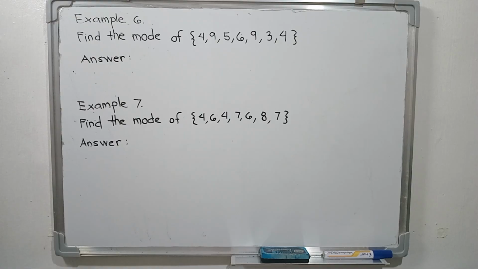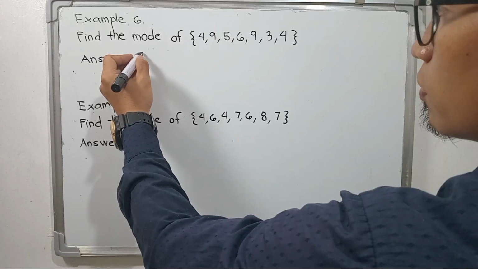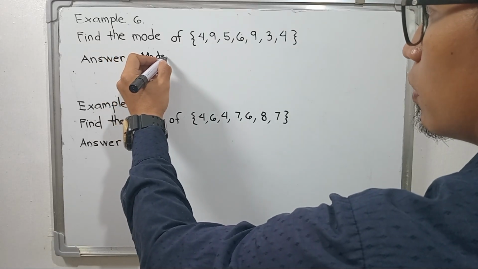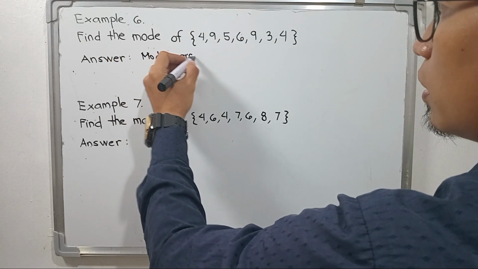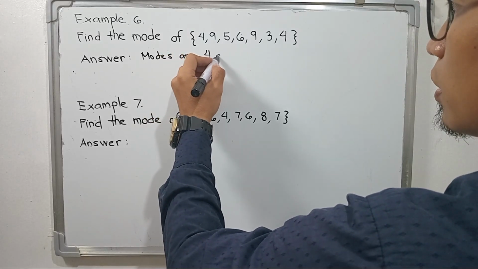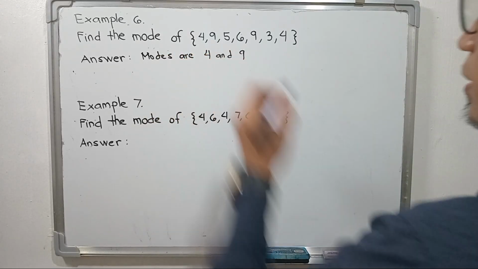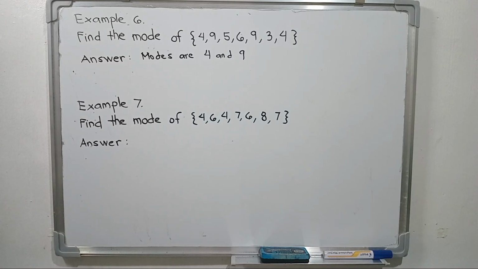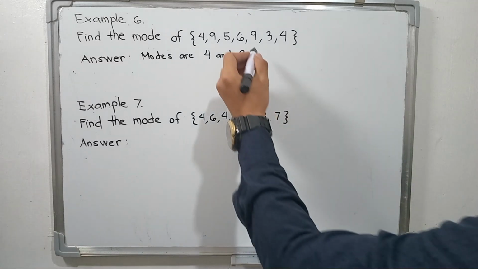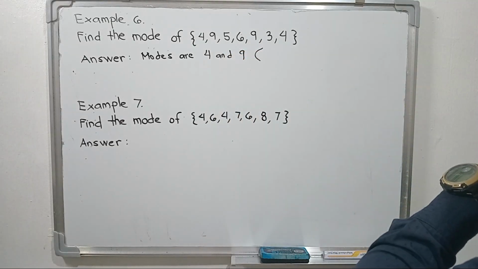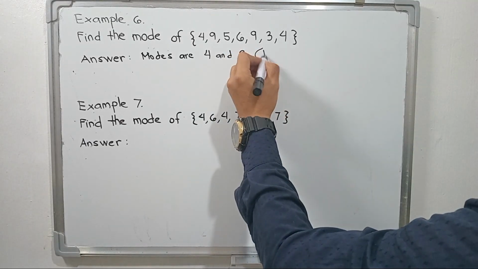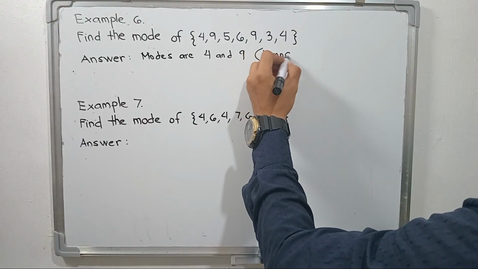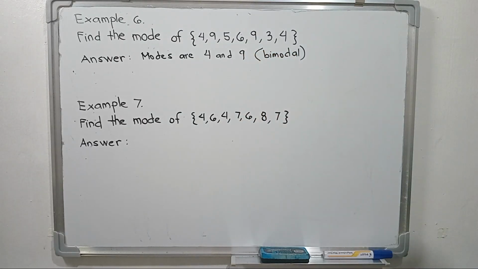So it means that in this case we have two modes. The modes here are 4 and 9. Now in this case we have two modes, so the data set is bimodal. That's right here. Bimodal. Bi means two. We have two modes, 4 and 9.